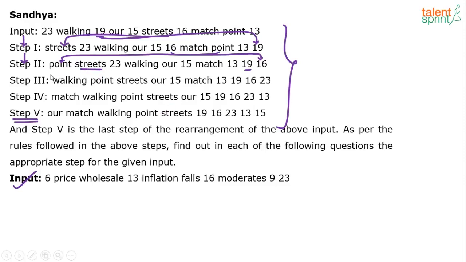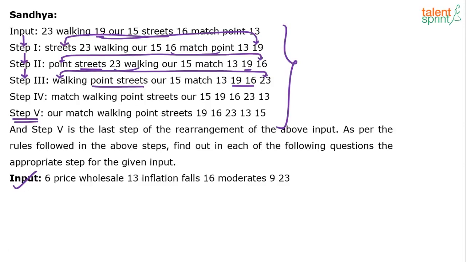So one thing is very clear: in every step, if you observe from step 2 to step 3 as well, we always bring the words towards the left-hand side and numbers towards the right-hand side. What happened from 2 to 3? The words point and streets were pushed inside. The numbers 19 and 16 were pushed inside. The word walking has been brought to the extreme left, and the number 23 has been brought to the extreme right. So clearly, always words are being taken towards the left and numbers towards the right.